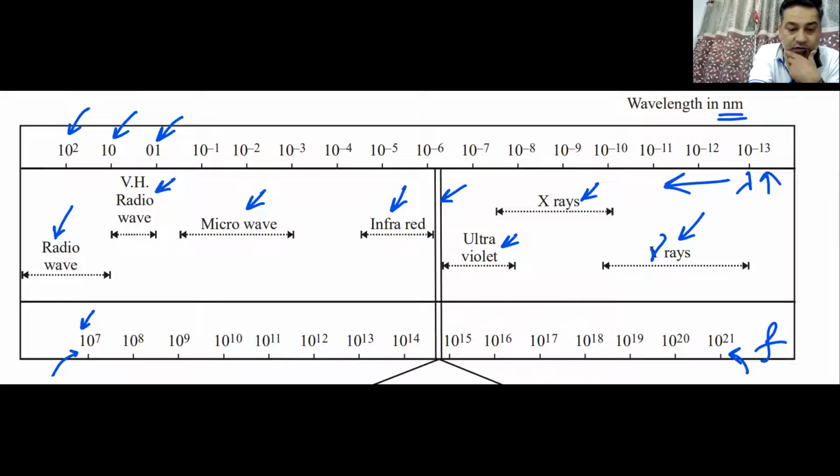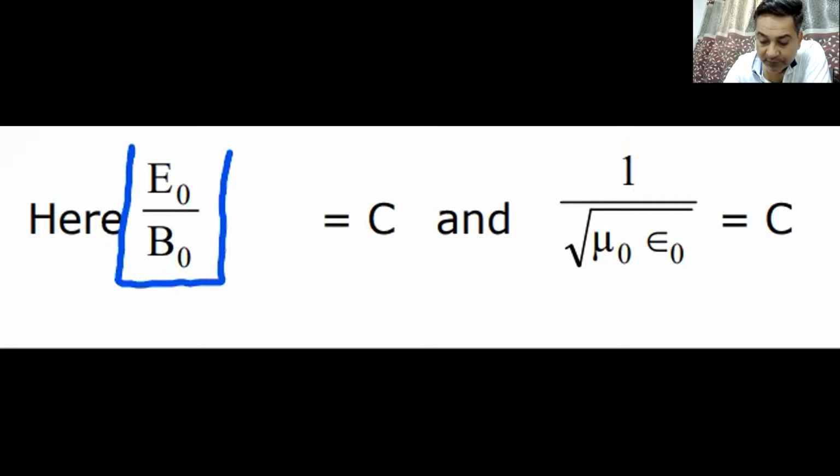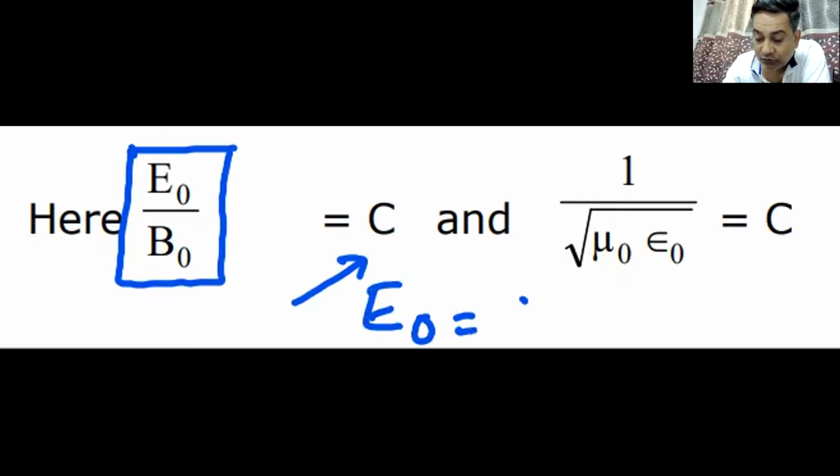I'll give you a minute to do it. Okay, you have done this. Now remember a very important piece of information, a very important formula. The relation between E naught and B naught. E naught is the amplitude of electric field and B naught is the amplitude of magnetic field. E naught by B naught will always be equal to C. You can also write this as E naught equals C times B naught.